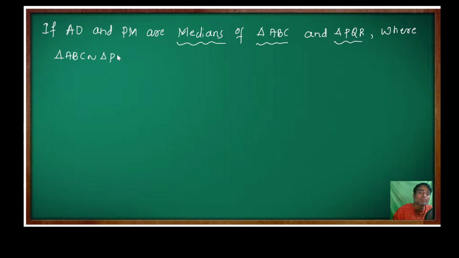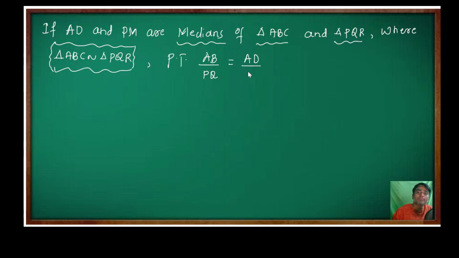similar to triangle PQR. This is a very important thing which they have given, which will make your work very easy. ABC similar to PQR. Prove that AB by PQ is equal to AD by PM. That's it. This you have to prove. AB by PQ equal to AD by PM.